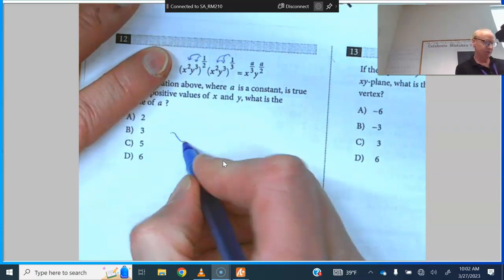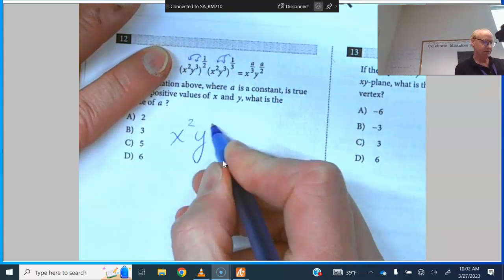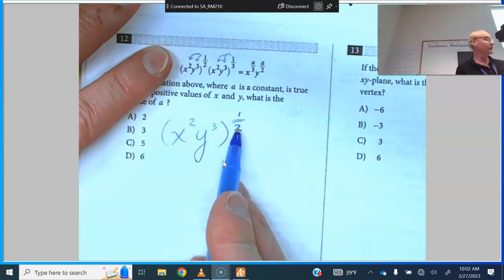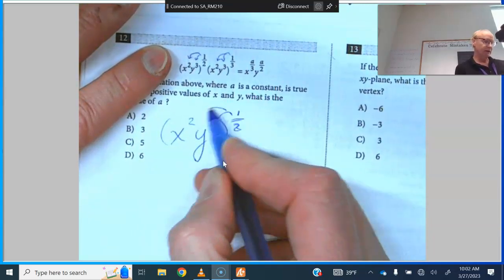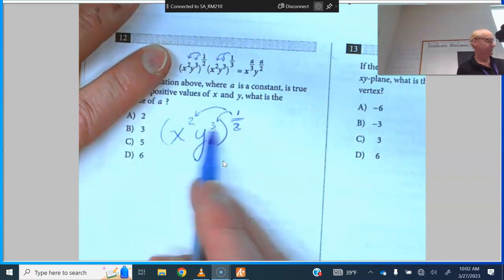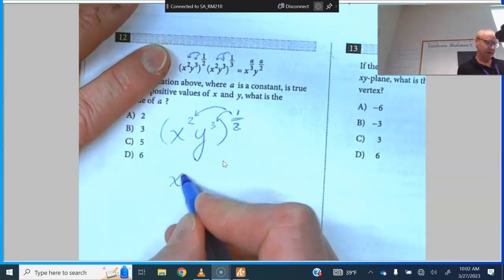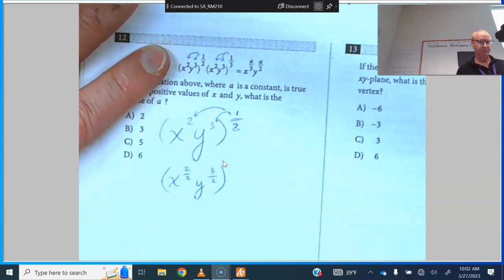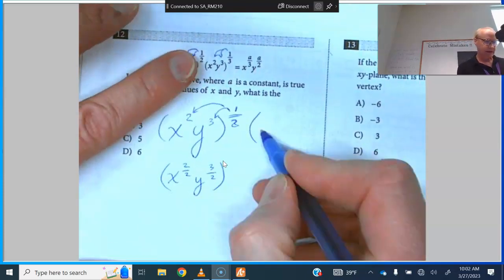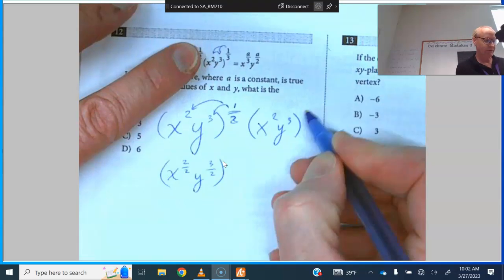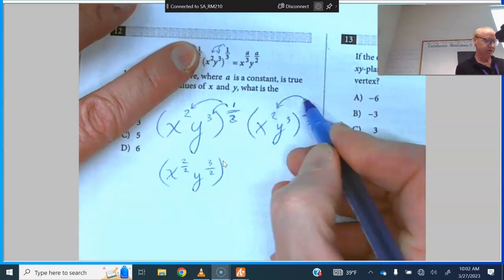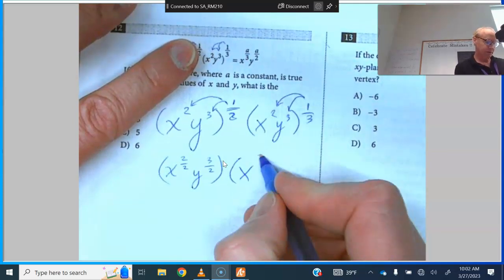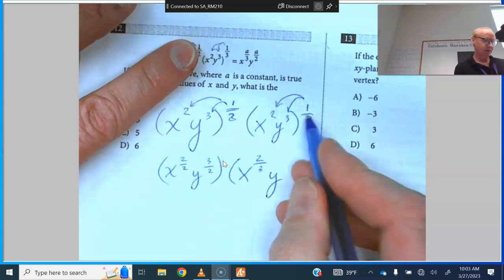And in case you can't see it very well, I'm going to rewrite it. X squared y to the third raised to the 1/2 power. This literally means the square root, but you have to distribute exponents over multiplication. That's going to give me x squared over 2 and y cubed over 2. That's the first part. My second part is x squared y cubed to the 1/3 power, and I have to distribute this one. So I have x to the 2/3 and y to the 3/3.